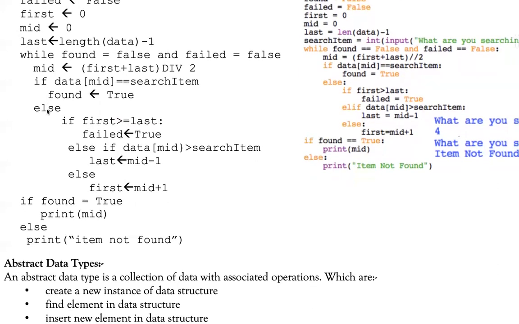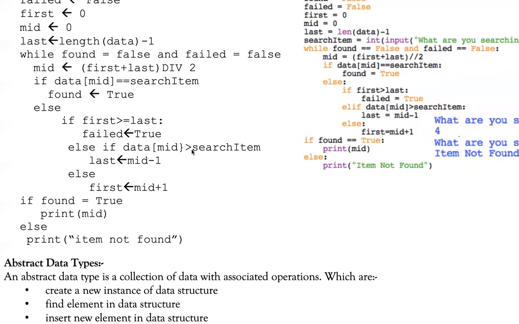Okay, however, if this is not the case and there is still hope that the element exists, what will I do? I will simply compare the data at my mid position. If my data at mid position is greater than my search item, then I will move my last. That means the element exists in the left part of the array, in which case my last will become mid minus 1.